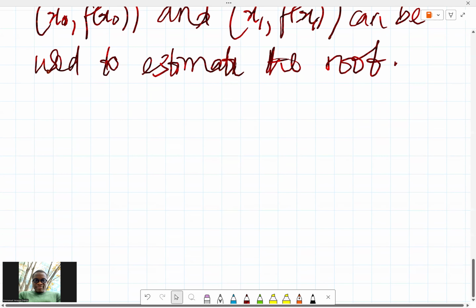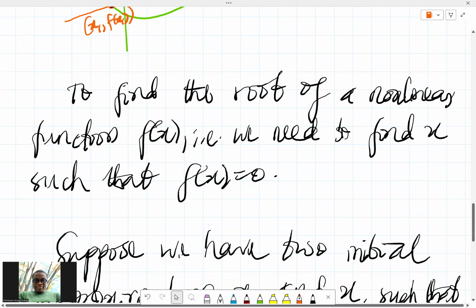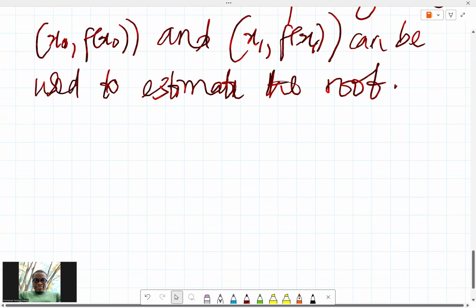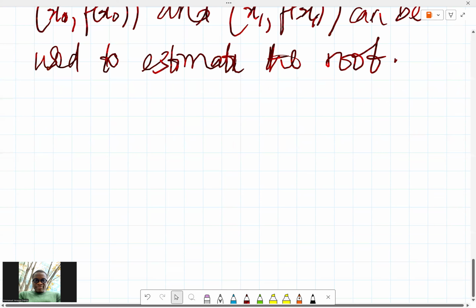First of all, for that line, we can find the slope. At some point down the line, I'm going to be talking about coordinate geometry.